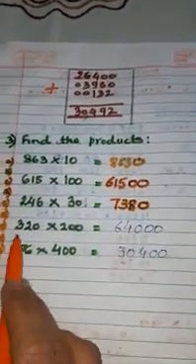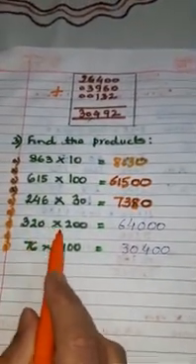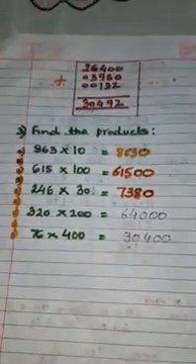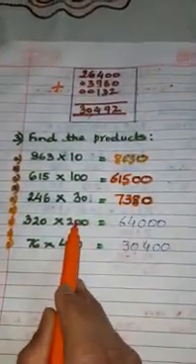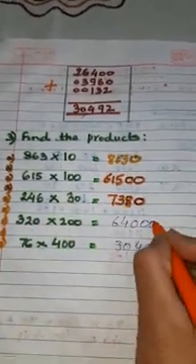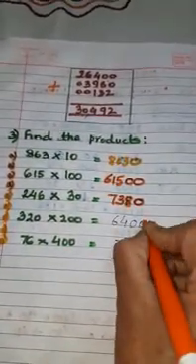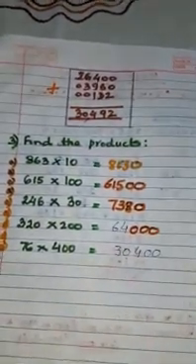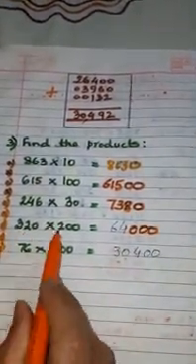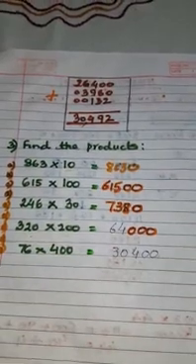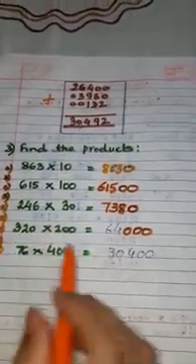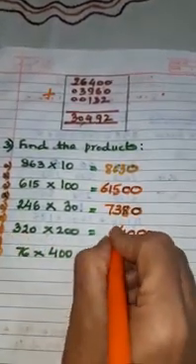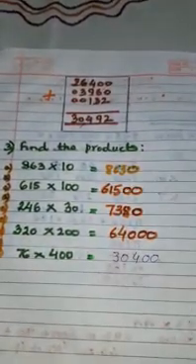Now next, 320 into 200. Now quickly count the number of zeros here. How many? 1, 2, 3. Going to write these zeros first. 1, 2, 3. Which are the numbers left now? 32 here and 2 here. And all you know the table of 2. 2 2s are 4 and 2 3s are 6.